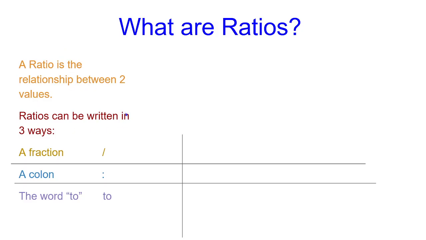A ratio can be expressed in three different ways. It can be a fraction, by using the slash symbol like this, a colon, like this, or the word "to," like this. Remember, you gotta have spaces in between for the colon.